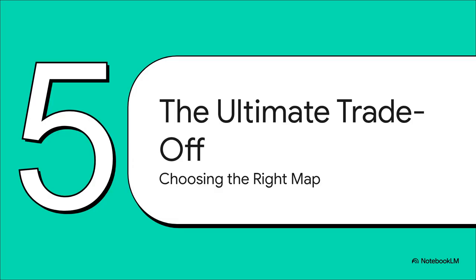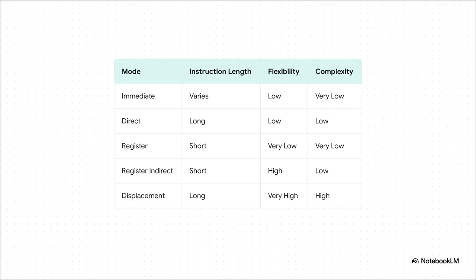And all of this really leads to the central challenge, for anyone designing a CPU or writing a program. Which clue, which map, is the right one for the job at hand? At the end of the day, this is the core lesson. It's all a balancing act. You've got modes like immediate and register. They're incredibly simple and fast, but they're not very flexible. Then you have something like displacement, which is super flexible and powerful, but it means you have longer instructions and the CPU has to do more work. Choosing the right mode has a direct impact on how big your program is and how fast it runs.